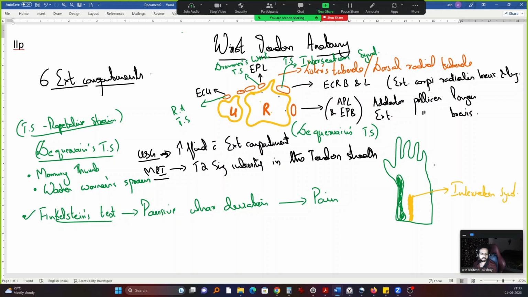Intersection syndrome is usually seen in rowers due to repetitive rowing movement, and De Quervain's tenosynovitis is classically seen in young mothers who are holding their baby for a long time.